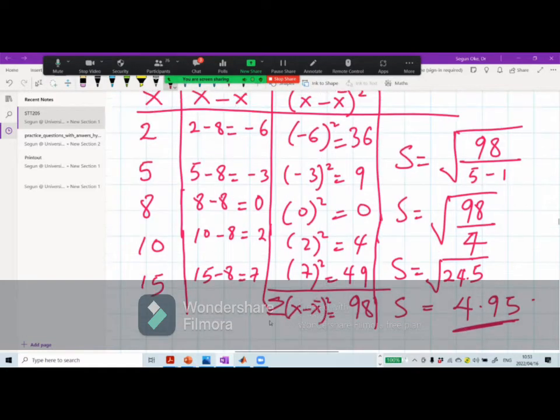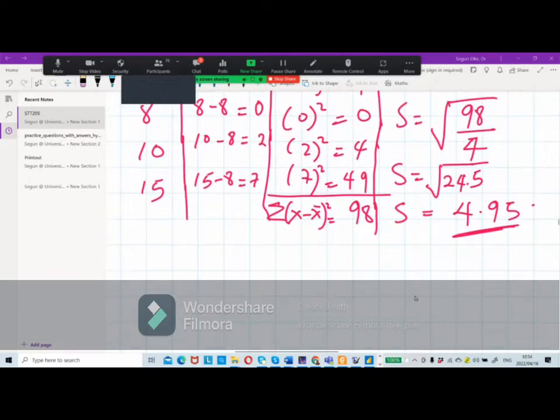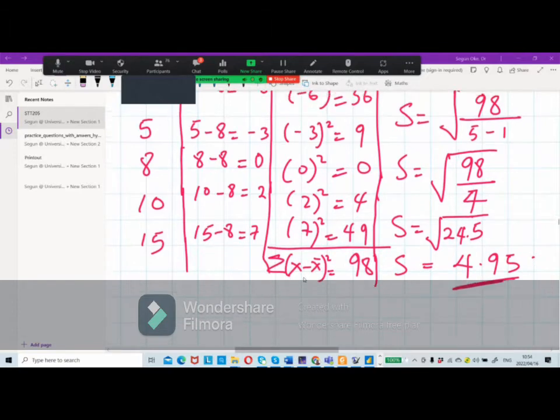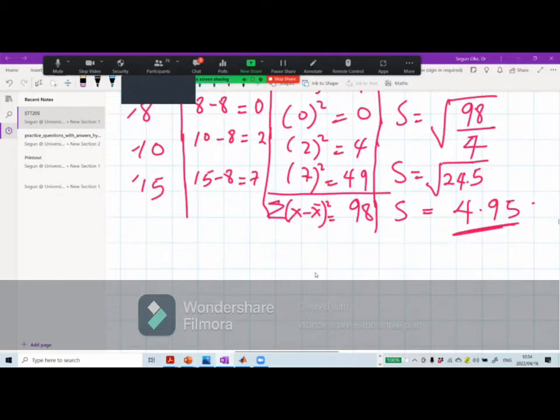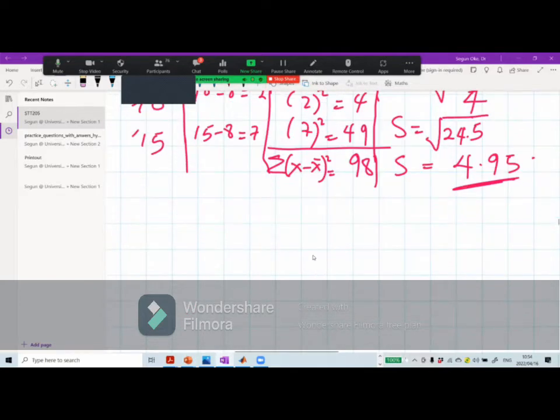When you see something like that in the exam, what's the question? Sir, where did we get the 5? How many data sets were you given? 5. 1, 2, 3, 4, 5. Thank you.